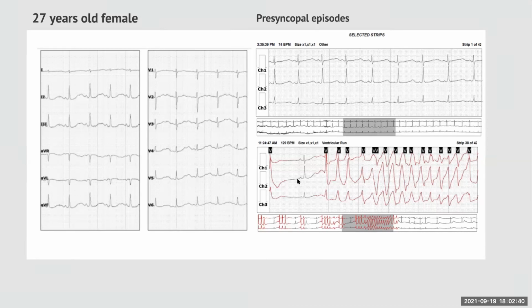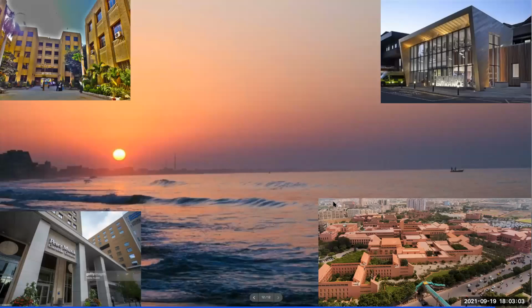So this lady actually comes with a syncopal episode. Rare to get this on the Holter, but we do see this very often in this part of the world, the abnormalities that we catch on the Holter. So this is somebody who's 27 who's got a long QT, and this happens, and that's why she's being reviewed. Okay, that's about it. Thank you.